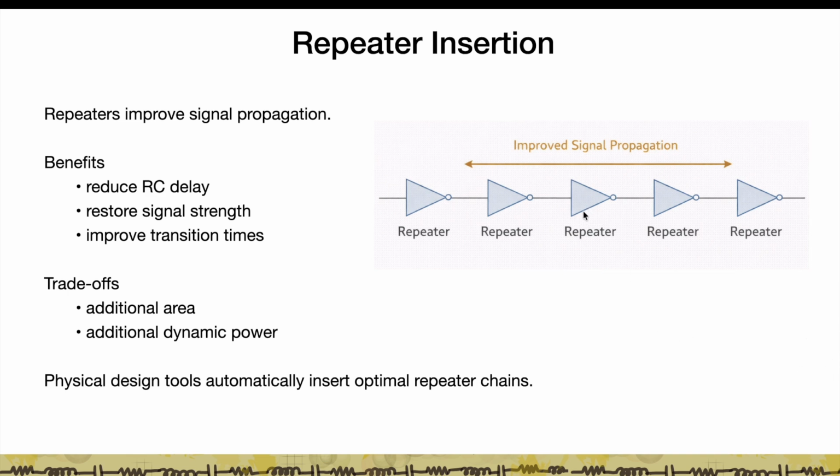Every repeater consumes silicon area. On a chip with thousands of long wires, repeater area adds up. And every repeater switches with the signal, consuming dynamic power. You're paying in area and power to buy back speed. The good news: physical design tools handle the optimization automatically. Given the wire parameters and the timing constraints, the tool computes how many repeaters to insert and at what spacing to hit the best balance. The designer sets the goals, the tool finds the solution.